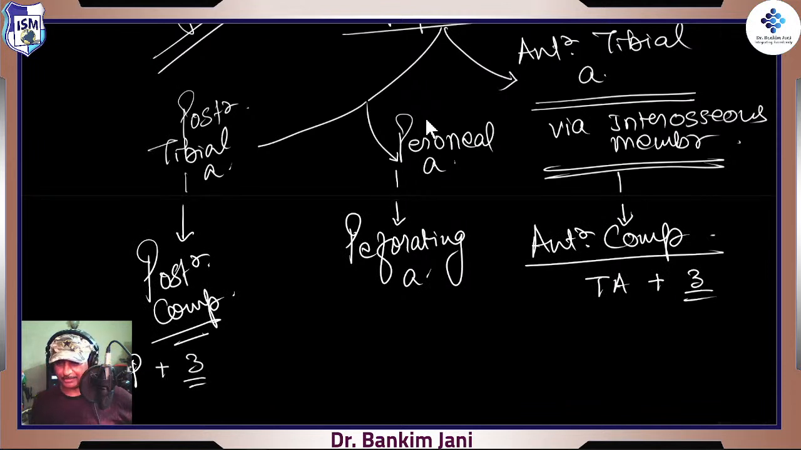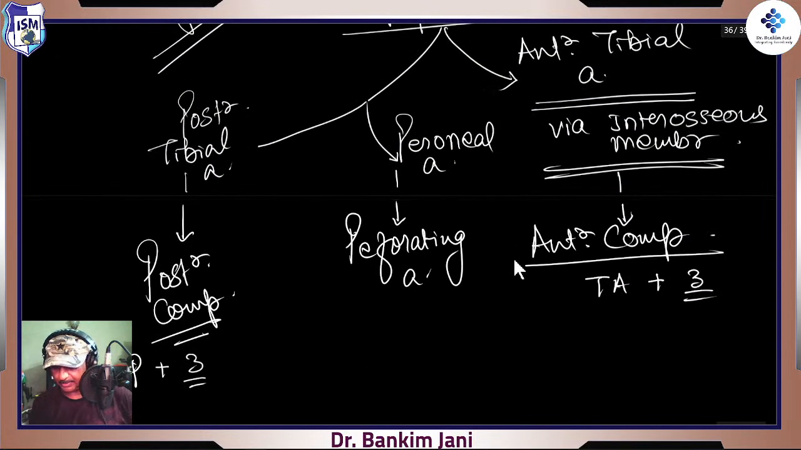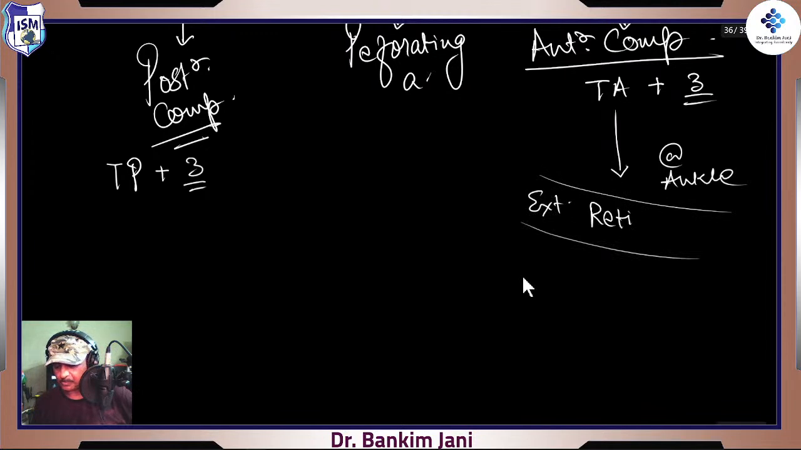And as I said, there is such a nice musical thing between the anterior compartment and the posterior compartment. I hope you remember that. And definitely I'll be asking this question in the exam. Okay. So here is the anterior compartment. Now, all the way from the anterior compartment, there is not much happening. This anterior tibial, all the way it will go, it will reach the ankle, and then there is the extensor retinaculum, correct?